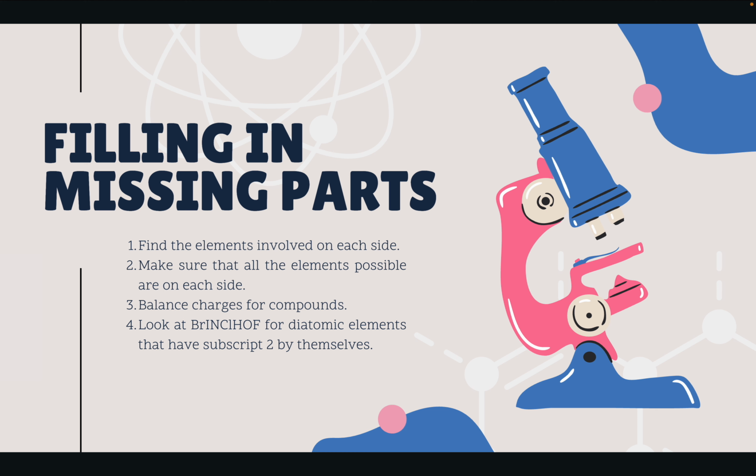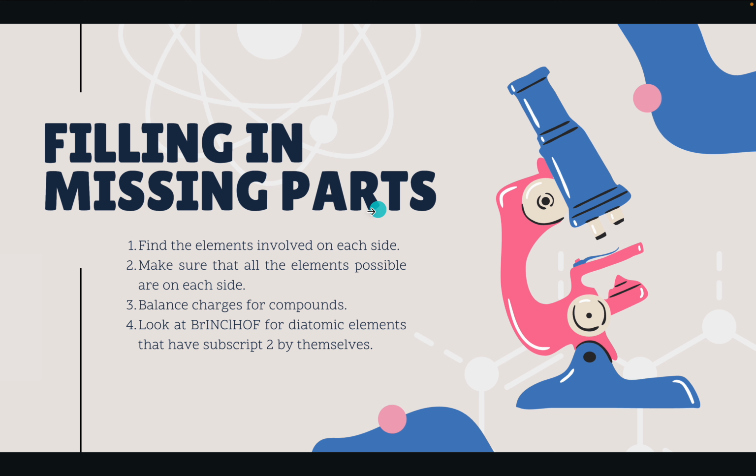Now, what if part of the reaction is not given to you? Well, in that case, find the elements that are involved on each side. Remember, on each side, it'll be the same elements. There'll be no new elements on either side. Make sure that all the elements are possible on each side. Balance charges for compounds. We'll talk about that later.